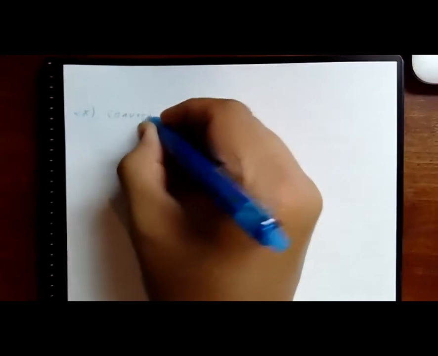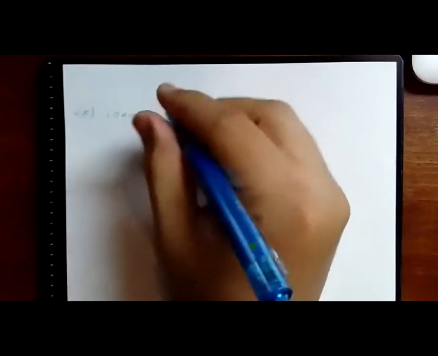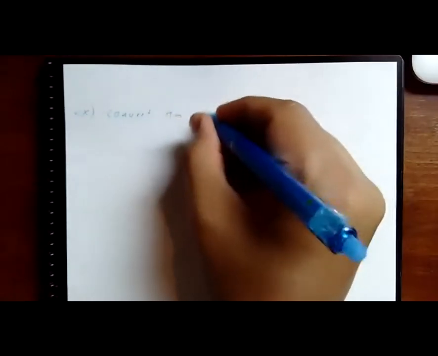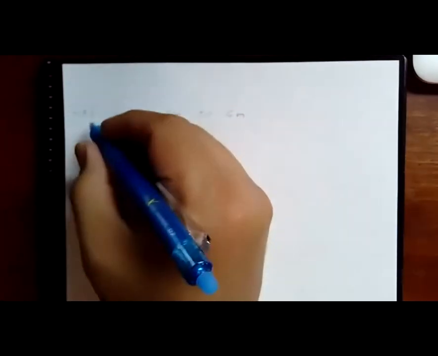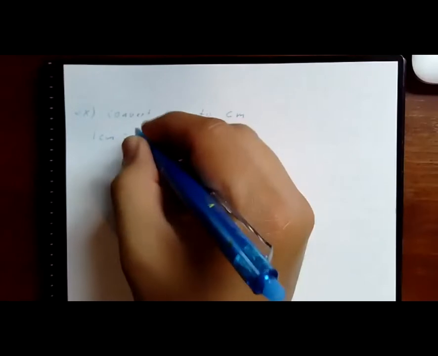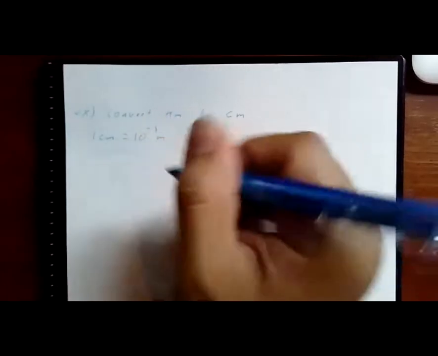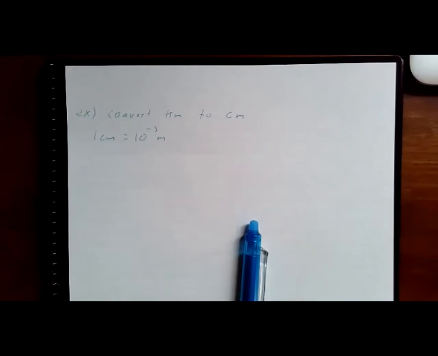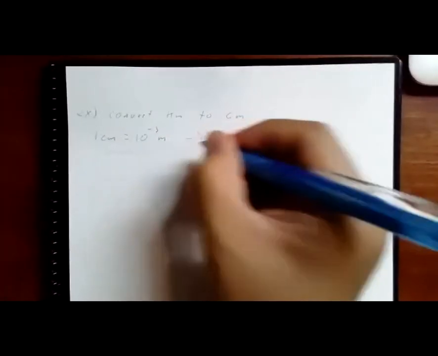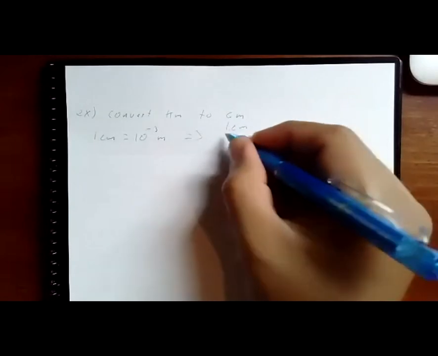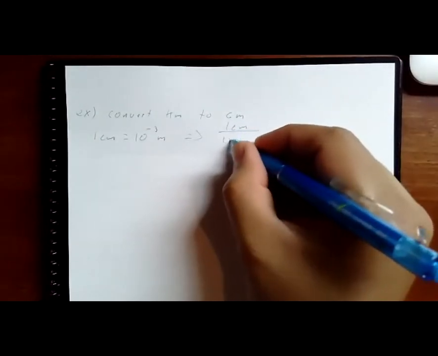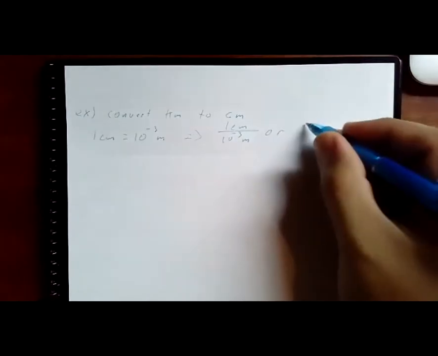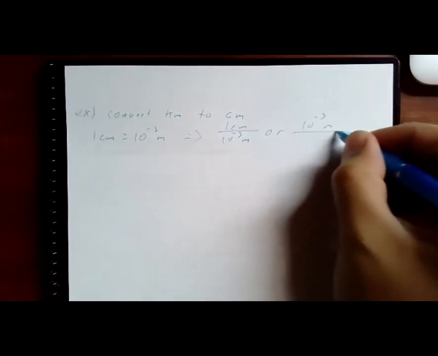This time we'll do a more difficult conversion. Convert kilometers to centimeters. So this should be a pretty big number. Right. So if you know that 1 centimeter is 10 to the negative 3 meters, maybe we can use that. Go ahead and write our conversion factors. So this means that 1 centimeter for every 10 to the negative 3 meters, or 10 to the negative 3 meters is 1 centimeter.